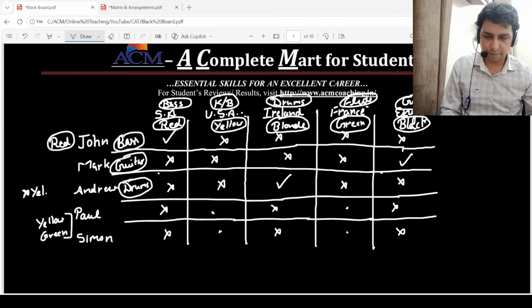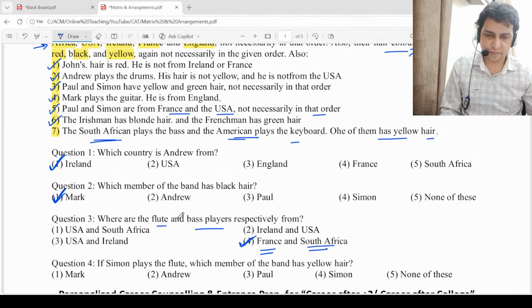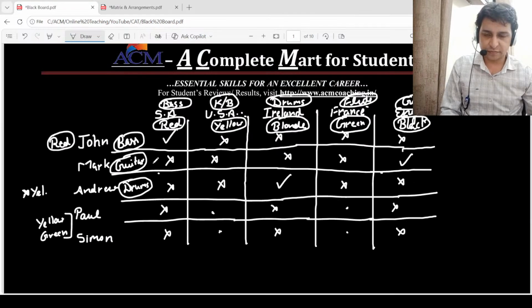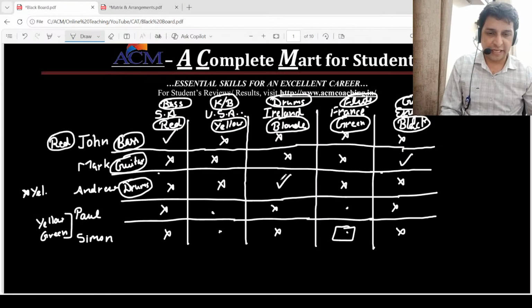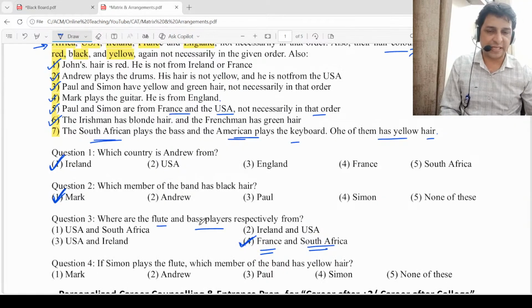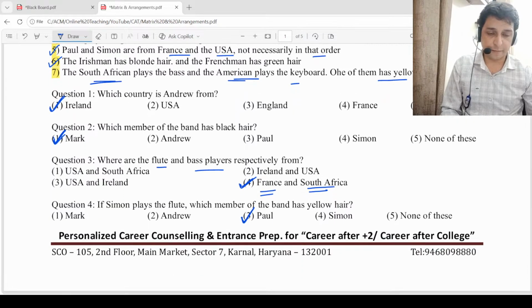The next question which we have: if Simon plays the flute, so if Simon plays the flute, that means he's from France. That is what they're talking about. Then which member of the band has yellow hair? The yellow hair belongs to USA. So if Simon is from France, that means Paul is from USA. So Paul is going to have yellow color hair. That is the answer to question number 4.